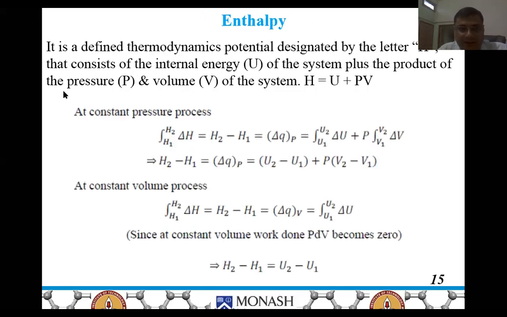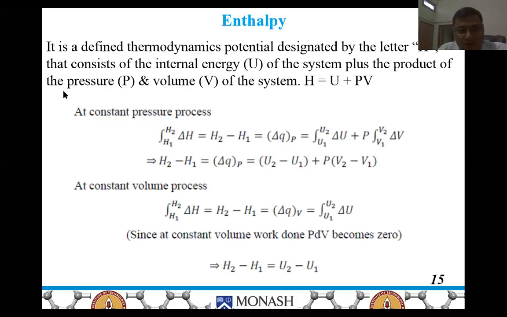Now, enthalpy. Enthalpy is defined as a thermodynamic potential, which is represented by the capital letter H, and it consists of internal energy U and the product of P and V. So, H is equal to U plus PV.